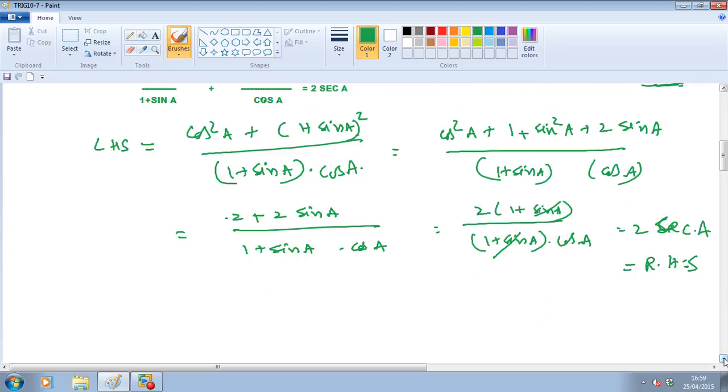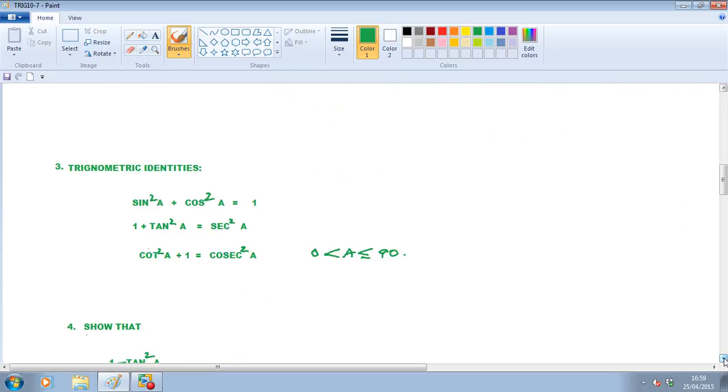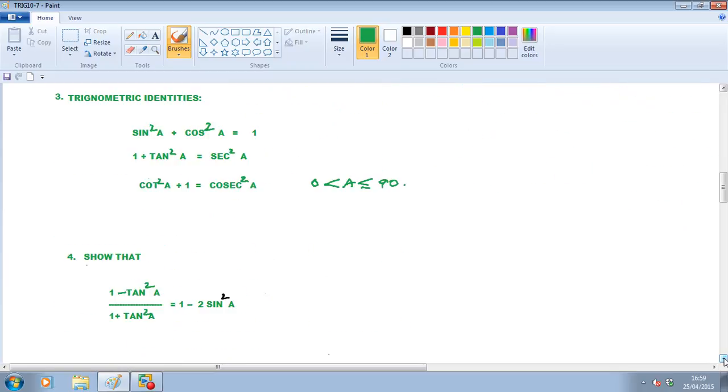So next problem. What is the trigonometric identity? Now we know sin square A plus cos square A is equal to 1. Similarly, 1 plus tan square A is equal to secant square A, or cot square A plus 1 is equal to cosecant square A. Here some two factors are getting to 1. These standard identities we have to remember. The first one we have seen already. The second one you can work out.